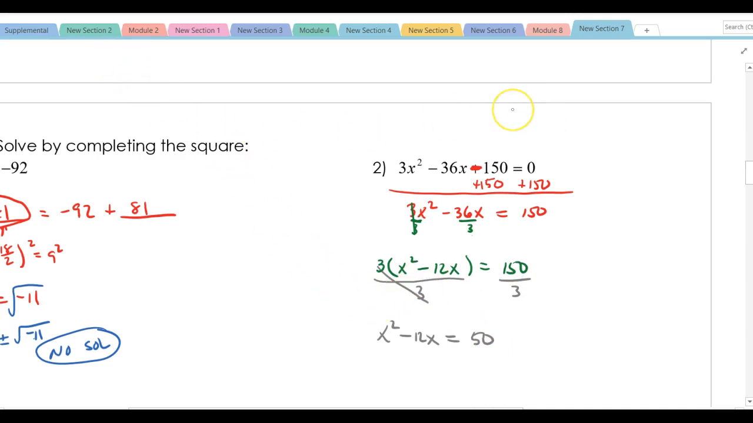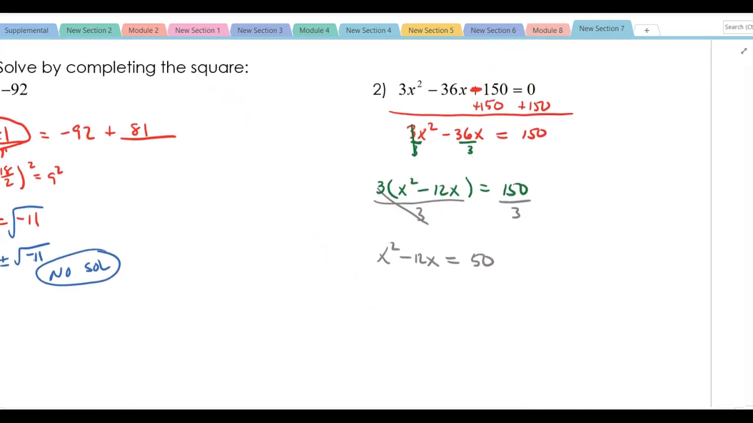So now what I'm going to do is complete the square on the next part. Okay, so x squared minus 12x. If I take half of negative 12 and square it, I'm going to add 36, because that gives you negative 6 squared, which is positive 36, equals 50 plus 36. Remember, whatever I add here, I have to add here.